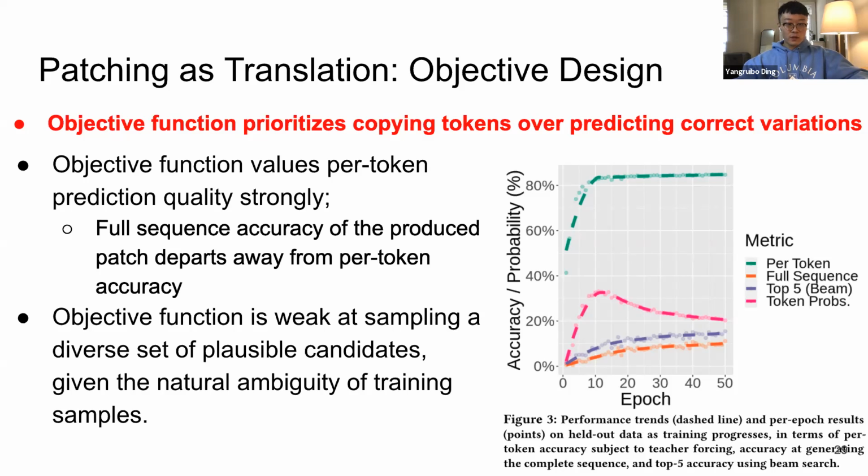any more progress. The full sequence prediction reaches just 10% after 50 epochs, which is way lower than the per-token accuracy. This shows that it is difficult to transform the per-token accuracy into the real patch accuracy. So the training objective is inappropriate for patching settings. The figure also shows that the odds of finding the correct patch in the top 5 generated samples is only a little higher than the top 1 prediction, which suggests that the NMT objective function is weak at sampling a diverse set of plausible candidates, given the natural ambiguity of training samples.